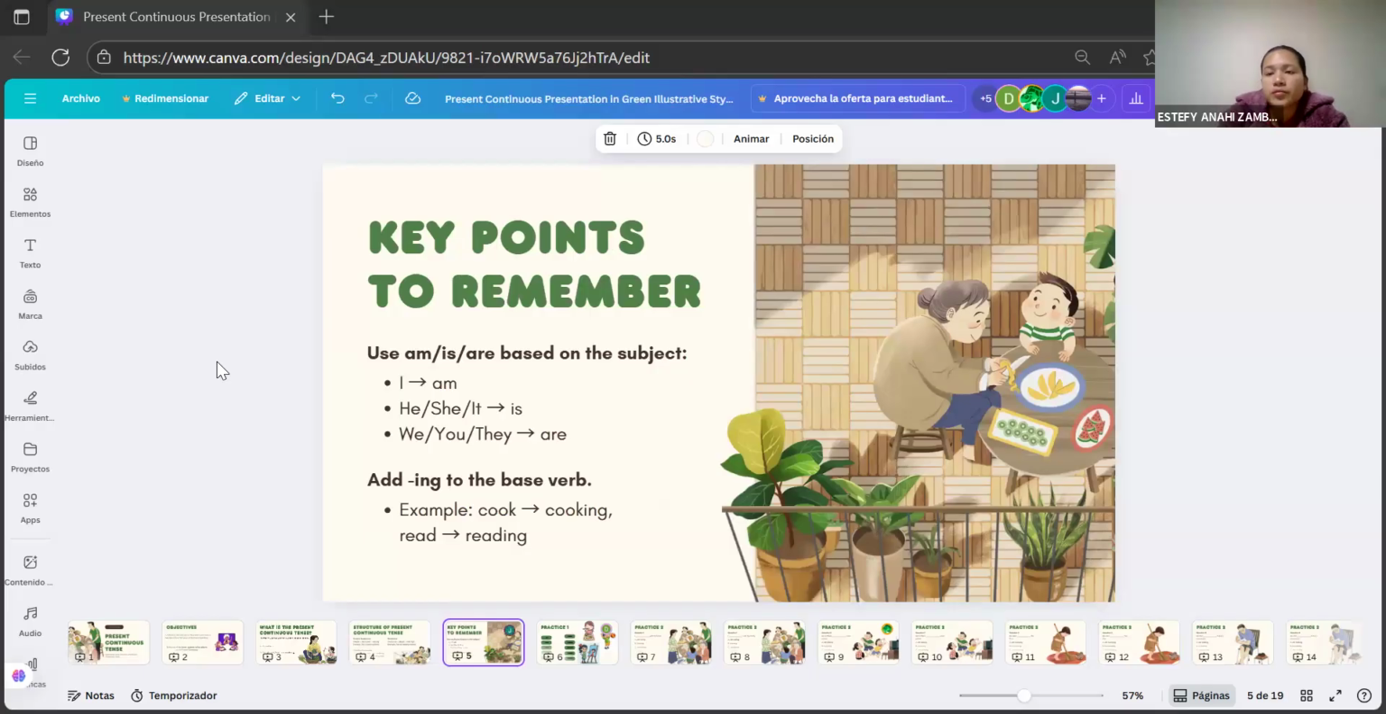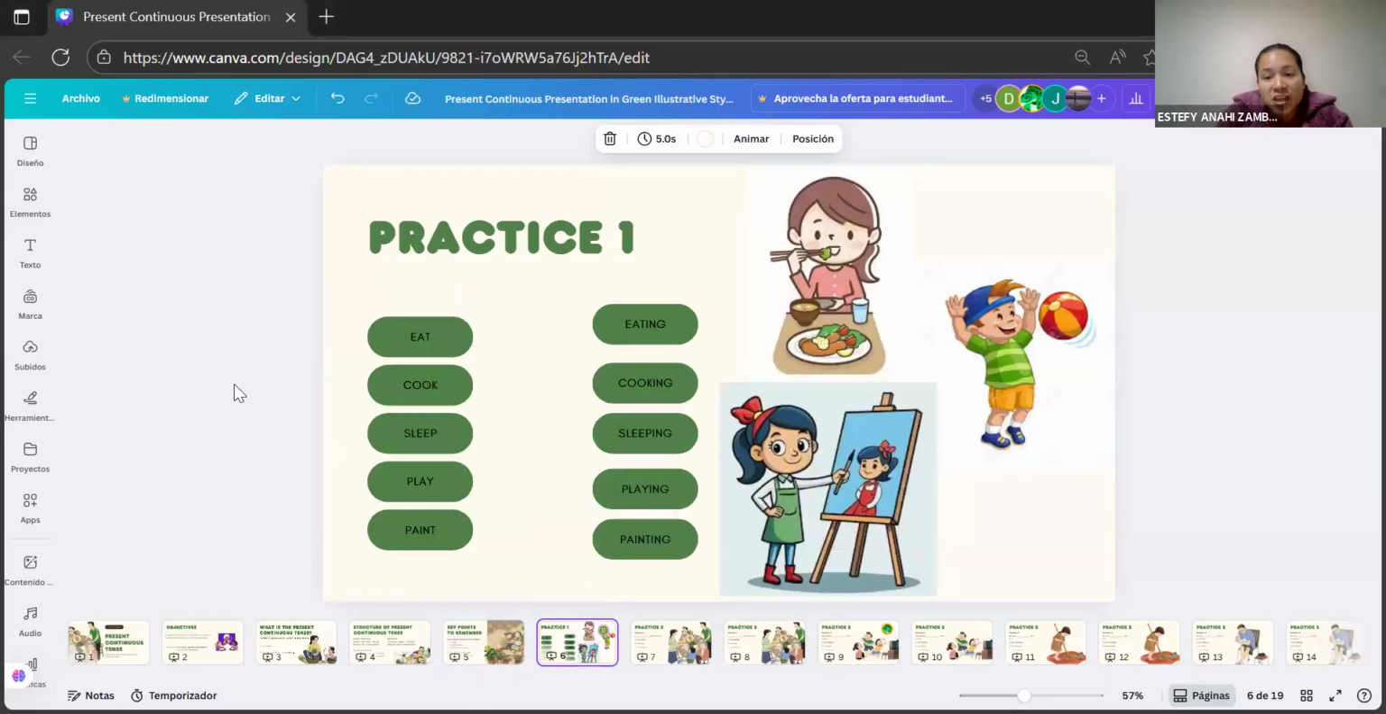Okay, key points to remember. Use am, is, are based on the subject. For example, I am; she, he, it is; we, you, they are. And add ing to the base verb. For example, cook, cooking, and read, reading. Okay, the practice. I want everyone to repeat the words with me without the ing. Okay, repeat after me, please.